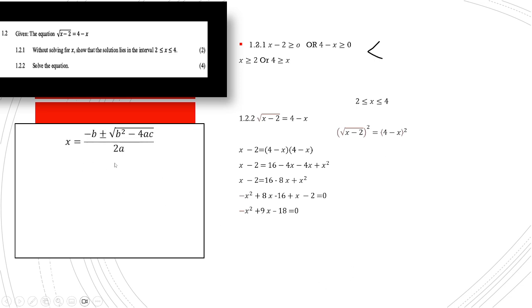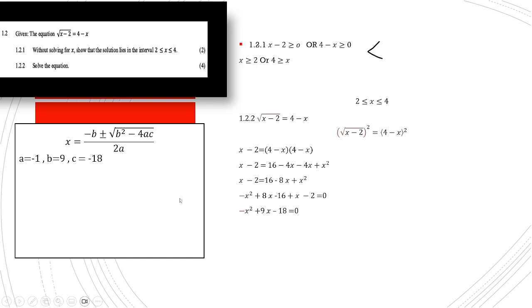I just put here on this side under the question, x is equal to negative b plus or minus root of b squared minus 4ac, all divided by positive 2a. So that's our quadratic formula. We're gonna use it to solve for x.